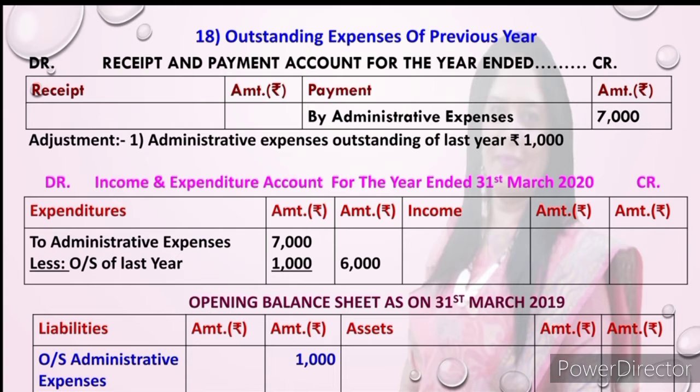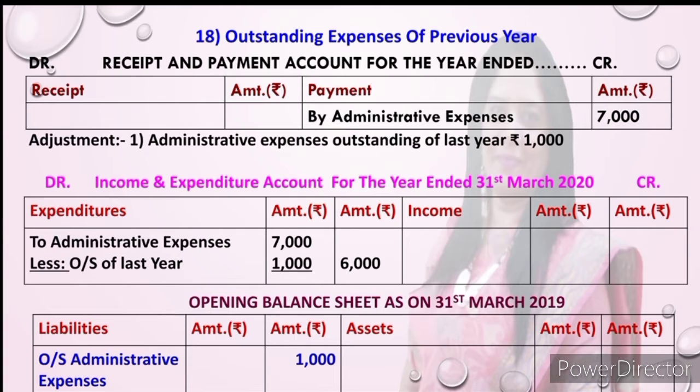Let's take the adjustment. Administrative expenses outstanding of last year rupees 1,000. Last year outstanding means our sign is less. So from administrative expenses you have to deduct, and it will be recorded as outstanding of last year 1,000 rupees. So from 7,000 we have to deduct 1,000. 6,000 rupees will be recorded in the outer column.